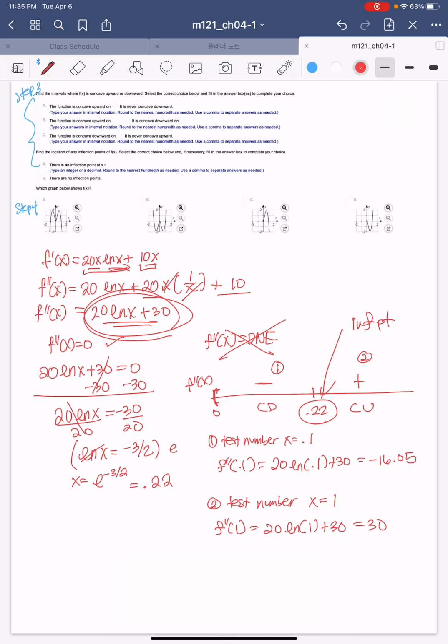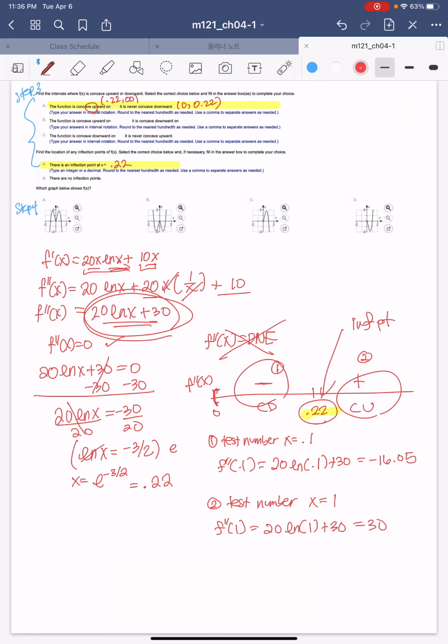Now let's do that. Concave upward, right over here, will be 0.22 to infinity. We do have concave down, which is at 0 to 0.22 right over here. So this part I'm gonna highlight right over here. Inflection point at where? 0.22. x equals 0.22.